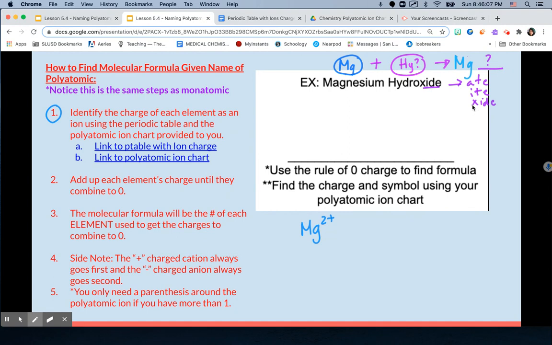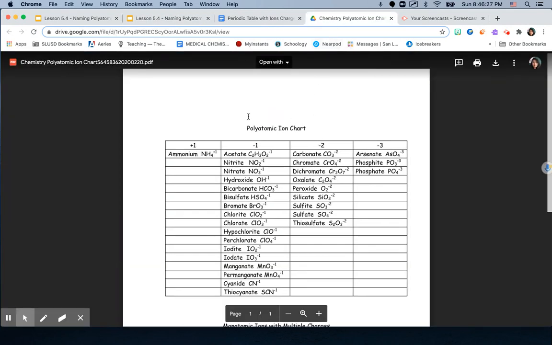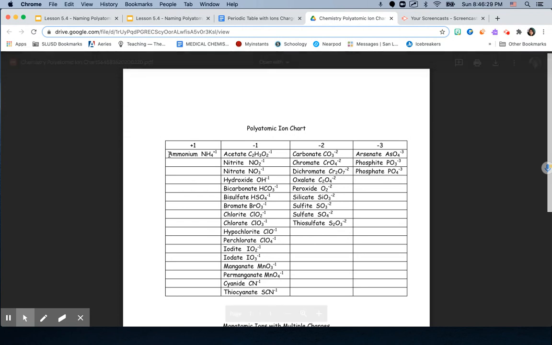Or if it ends in -ide, right? Okay. So because this is a hydroxide, it is one of the polyatomic ions. So I'm going to check my polyatomic ion chart for that. And it looks like this.